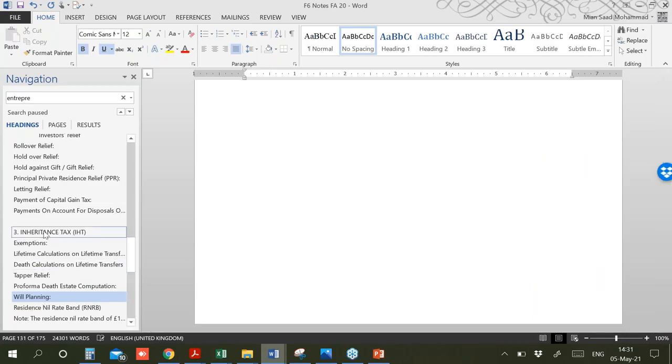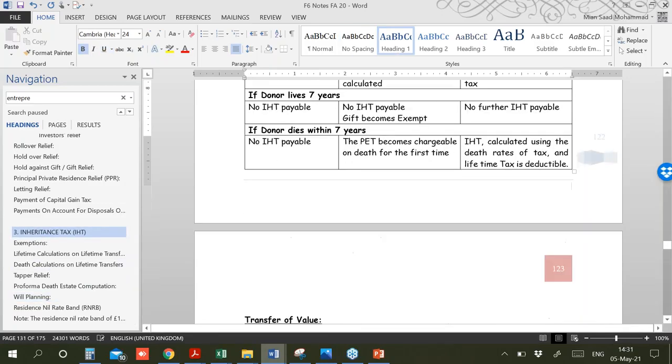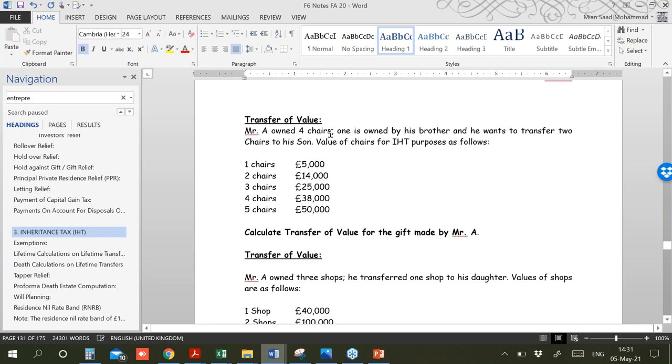So there you can see transfer of value. So what you have to take is the wealth before transfer and the wealth after transfer. For example, this is the example that is included in my notes, that Mr. A owned 4 shares and 1 share is owned by his brother. He wants to transfer 2 shares to his son.